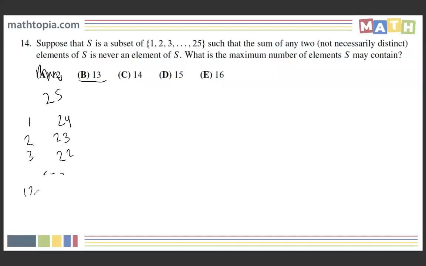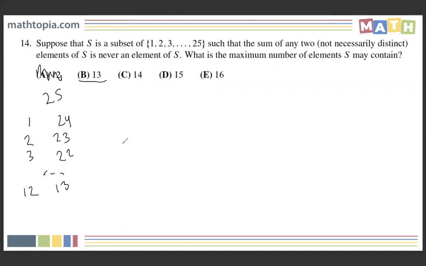And this continues until 12 and 13. And now we've just shown that here is one number, and then here's the second number, third number, fourth number. This is the 13th number. And we can't have more than 13 numbers, because if we did, then we'd have to have at least one of the pairs of numbers that would cause a contradiction.